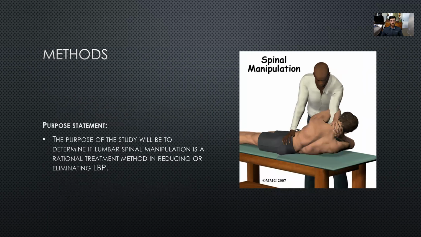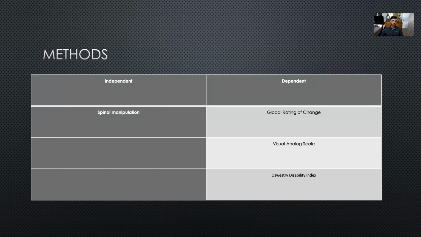So the purpose of this study will be to determine if spinal manipulation on the lumbar spine is a rational treatment in reducing or eliminating low back pain. So here are my variables. For my independent variable, it will be the spinal manipulation, and then my dependent variables will be my 3 measurement tools. They are the global rating of change, or the GROC, the visual analog scale, or the VAS, and then the ODI.